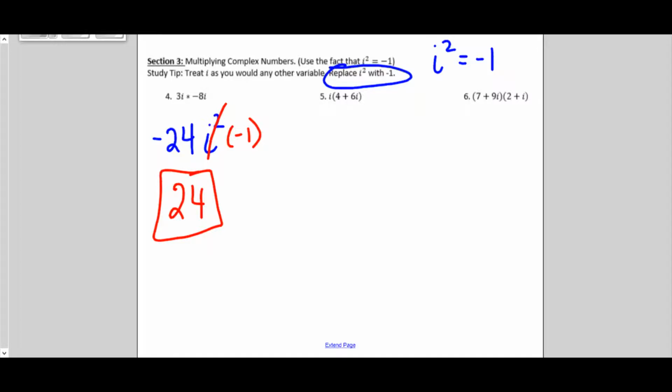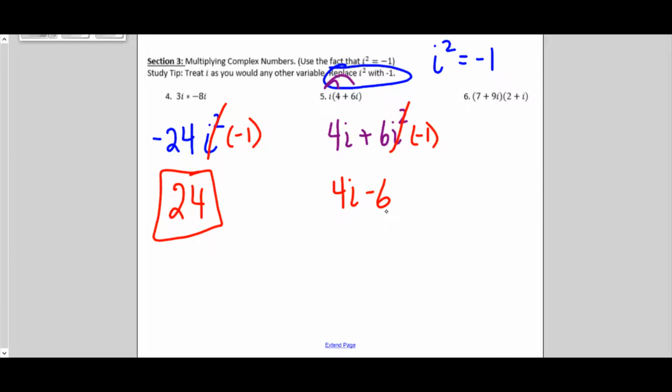Number 5, i times 4 plus 6i. So i times 4 is 4i, and i times 6i is 6i squared. But wait, there's an i squared, so replace it with -1. So what this would say is 4i, and then I'll do 6 times -1, which is -6.